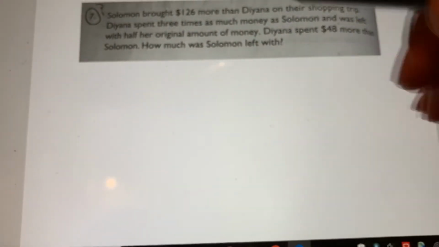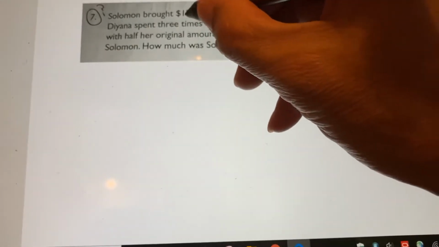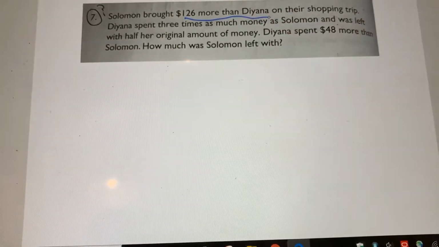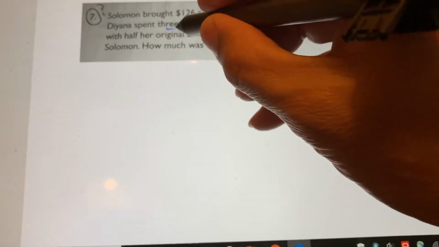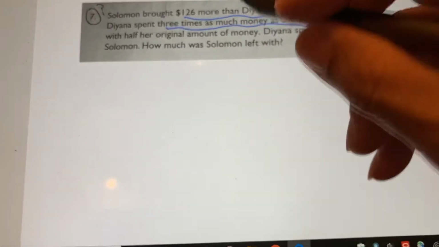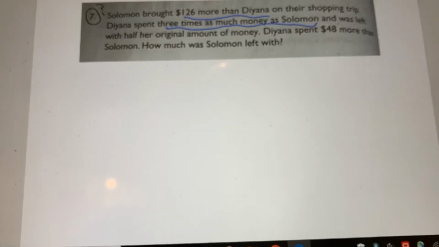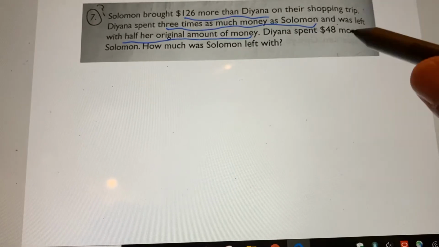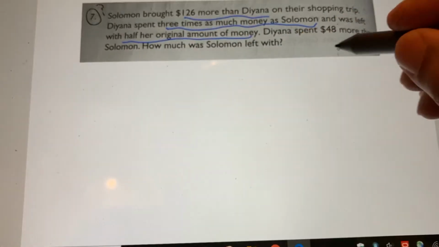Let's look at this question. Solomon brought $126 more than Diana on their shopping trip. So Solomon has $126 more. Diana spent 3 times as much money as Solomon. So Diana spent more money than Solomon and was left with half of her original amount of money. Diana spent $48 more than Solomon. How much was Solomon left with?